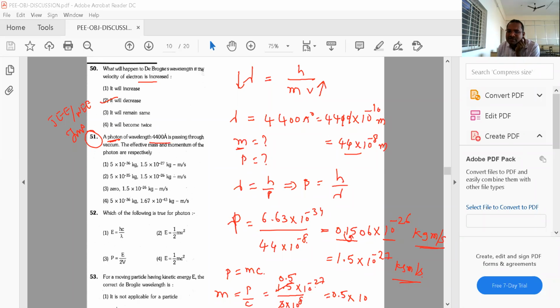It is 0.5 into 10 to the power of minus 27, and the plus 8 going to that side becomes minus 8. Minus 27 minus 8 is minus 35, so 0.5 into 10 to the power of minus 35 kg. It can be written as 5 into 10 to the power of minus 36 kg. That is option C.